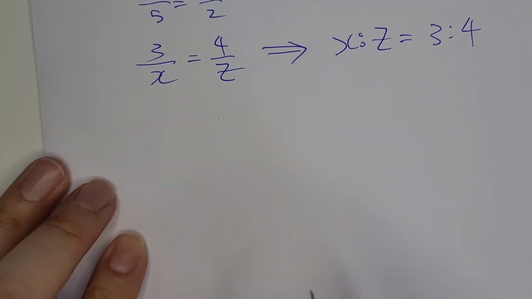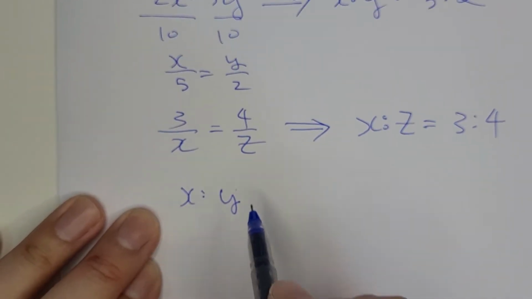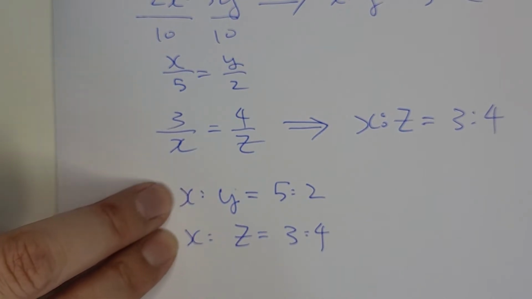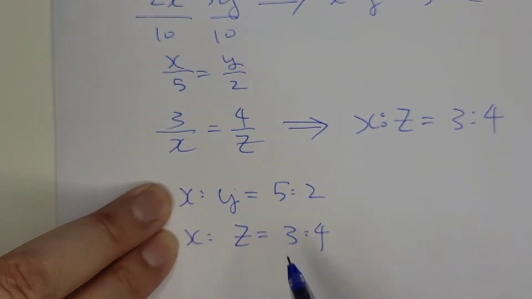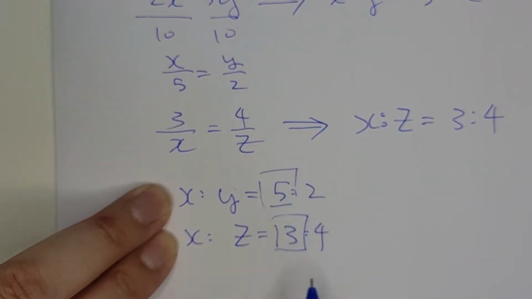Now you have the ratios like this. X to y equals 5 to 2 and x to z equals 3 to 4. So there are 2 common letters, x. One of the numbers is 5 and the other number is 3. You need to find the LCM of these 2 numbers, that is 15.